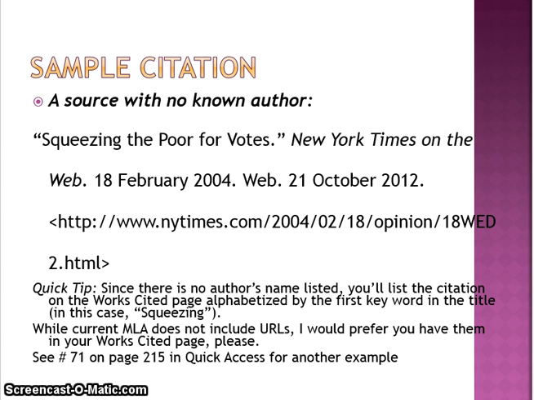We have "Squeezing the Poor for Votes," and that is the title of your article. We're going to assume you didn't have an author. And then you tell us where you got it from. So New York Times on the web, or procon.org, or wherever you may have found this. Okay? And then you write the date that it was last updated. In this case, it's 18 February 2004. You can find that date if you scroll to the very bottom of the website, they'll have a copyright date. And so that's where you can take that. And you write web, obviously, because you got it online. And then you write the date that you found it.